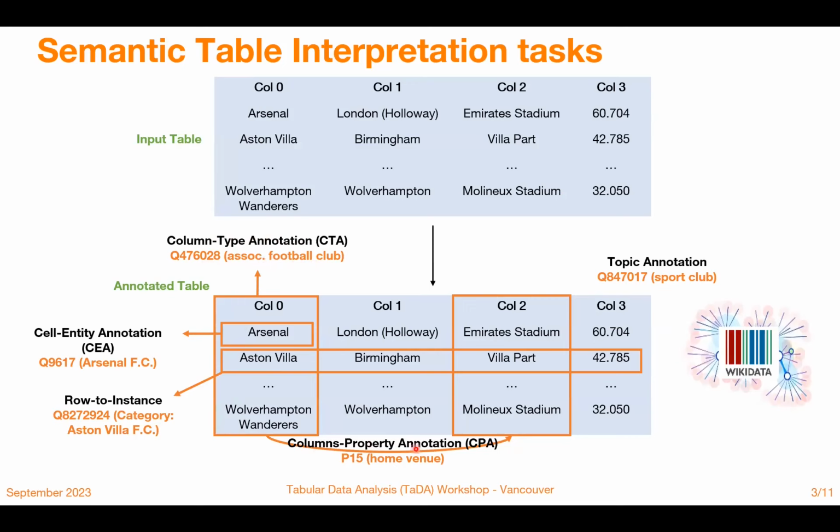Column property annotation predicts a relation between a pair of columns. Column 0 relates to column 2 via a relation, home venue. Route to instance labels an entire row in the table with an entity. This row refers to a category of Aston Villa Football Club.